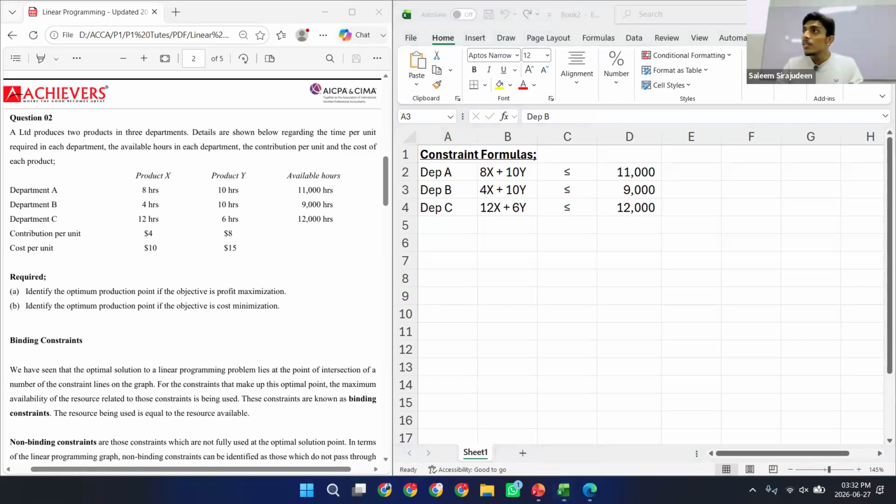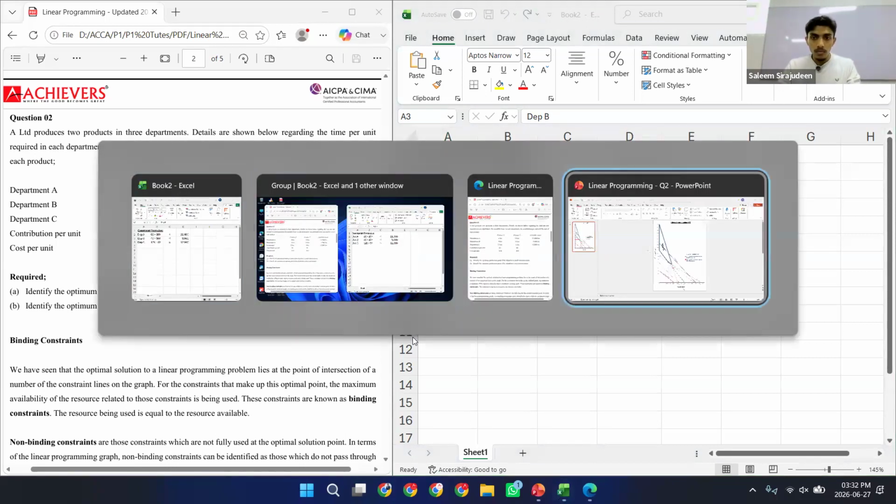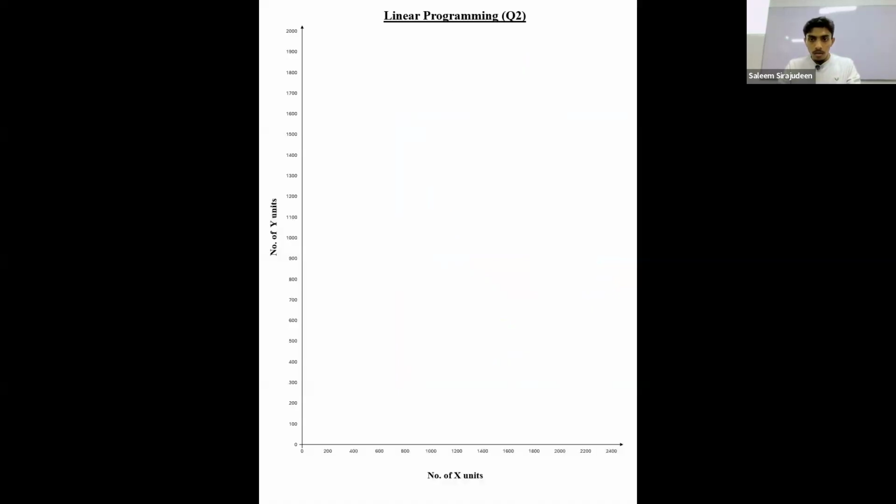So now what we have to do? Now we have to draw the constraint graph, right? Okay. So this will be our graph. So here you have your x-axis. The x-axis I am using to represent the number of units of x. The y-axis I am using to represent the number of units of y. Okay. So first of all, we'll draw for department A.